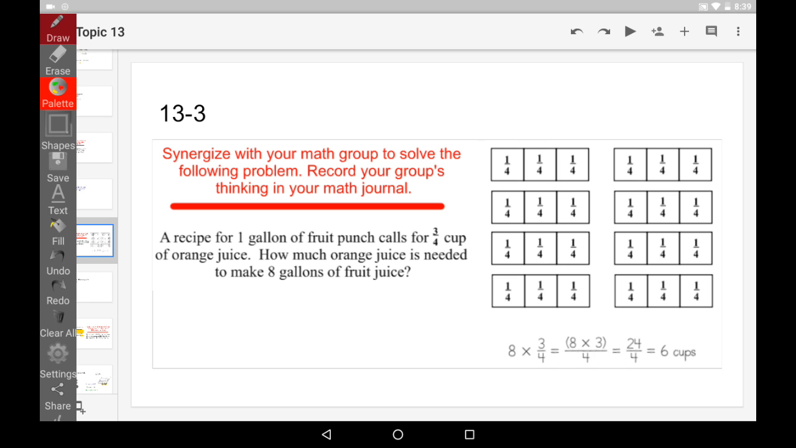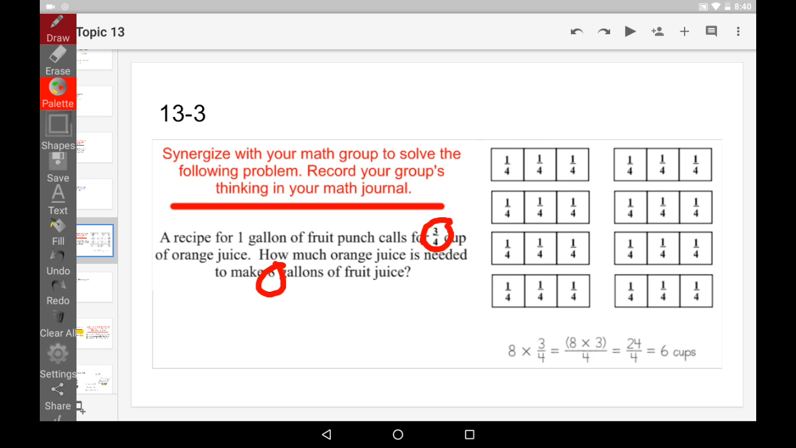So we're going to look at our first problem here to get our minds thinking. It says a recipe for 1 gallon of fruit punch calls for 3/4 cup of orange juice. They want to know how much orange juice is needed to make 8 gallons of fruit juice. So we have our 3/4 cup. They want to make 8 gallons. Now off to the side, I put our fraction strips for us. And yes, I know down at the bottom it already gives us the answer, but I want to show how you arrive at that answer by using the pictures as well as the math at the bottom.